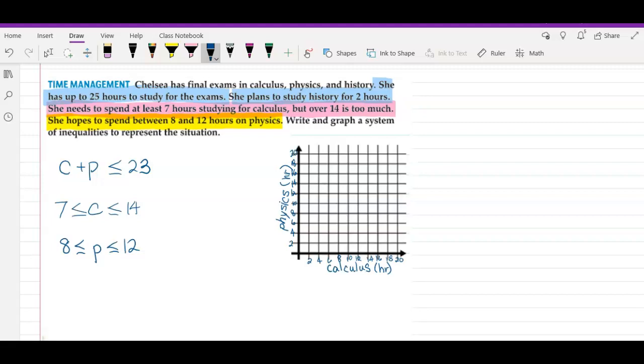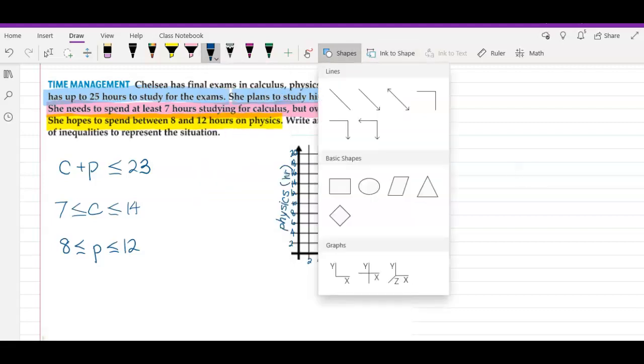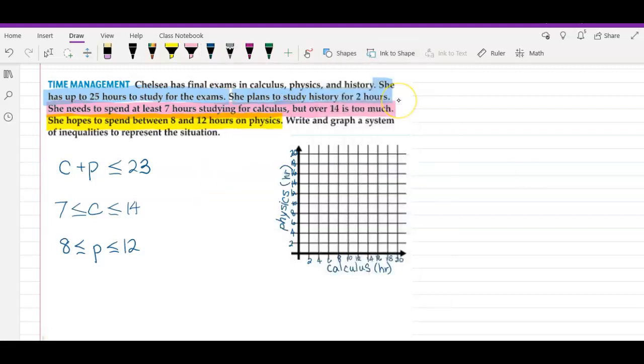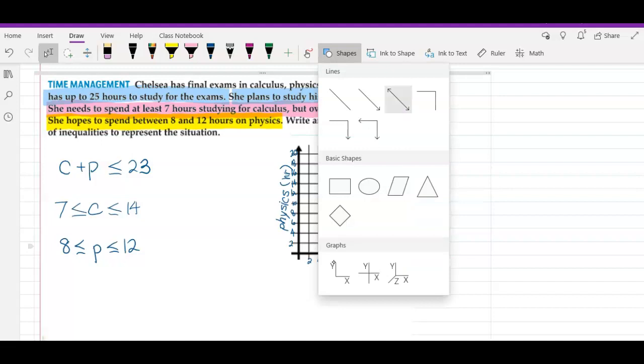We know that the C value must be bigger than 7, but smaller than 14. So those are going to be some vertical lines. We're going to take it from 7, again, as neatly as you can. All the way up to 14.